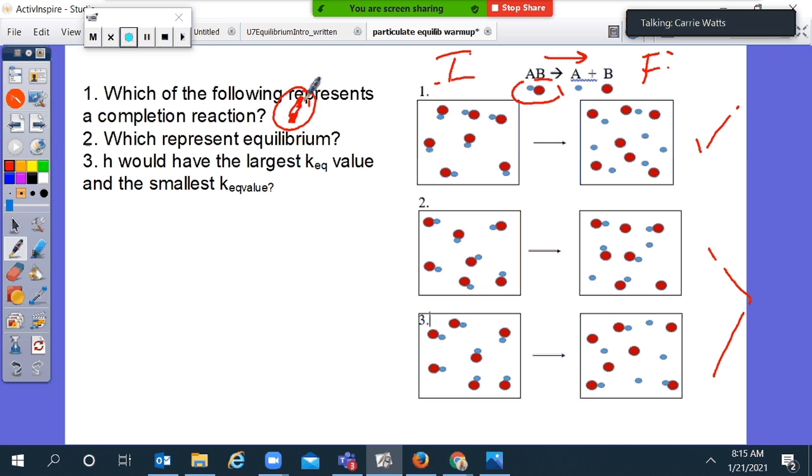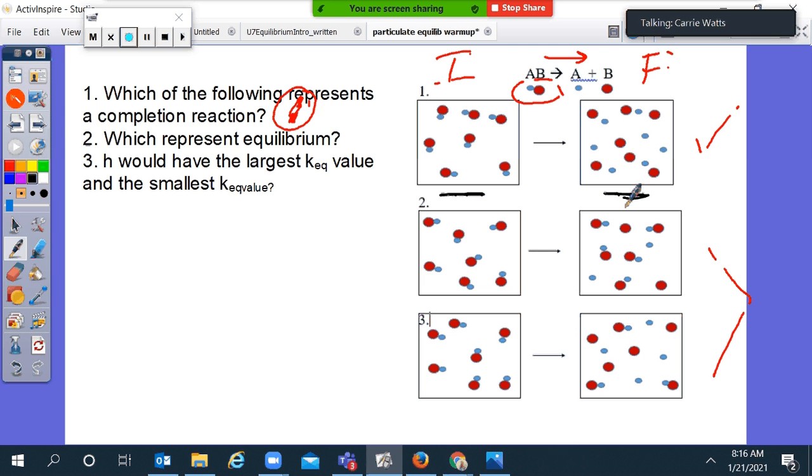I also want to point out for particulate diagrams, in case it's not an equilibrium one, or this type, if you count the total number of particles, you'll see that the particles on the left are the same number as the particles on the right, whether they're separated or together. That's important to recognize.